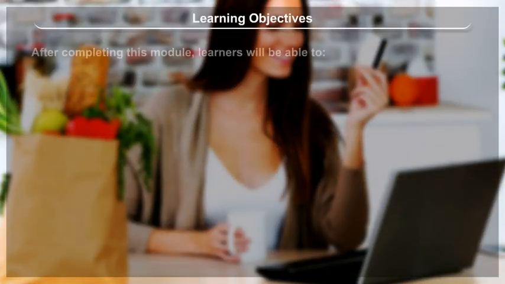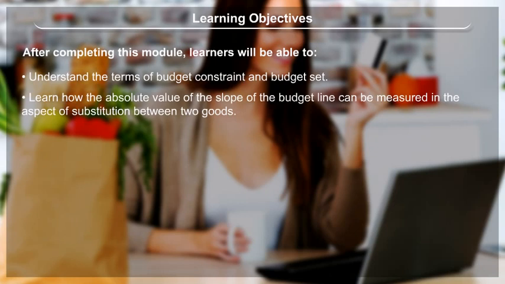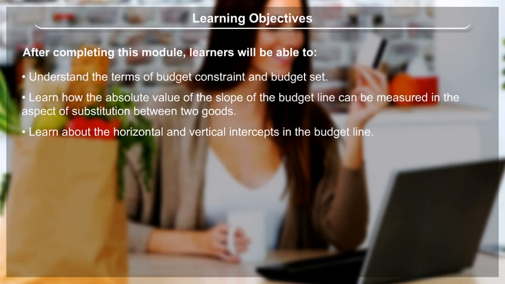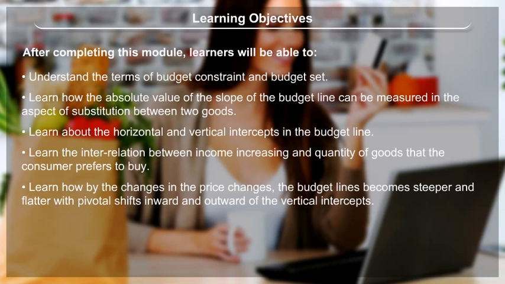Learning objectives. After completing this module, learners will be able to understand the terms budget constraint and budget set. Learn how the absolute value of the slope of the budget line can be measured in terms of substitution between two goods. Learn about the horizontal and vertical intercepts in the budget line. Learn the interrelation between increasing income and the quantity of goods that the consumer prefers to buy. Learn how changes in price make the budget lines steeper and flatter, with pivotal shifts inward and outward of the vertical intercepts.